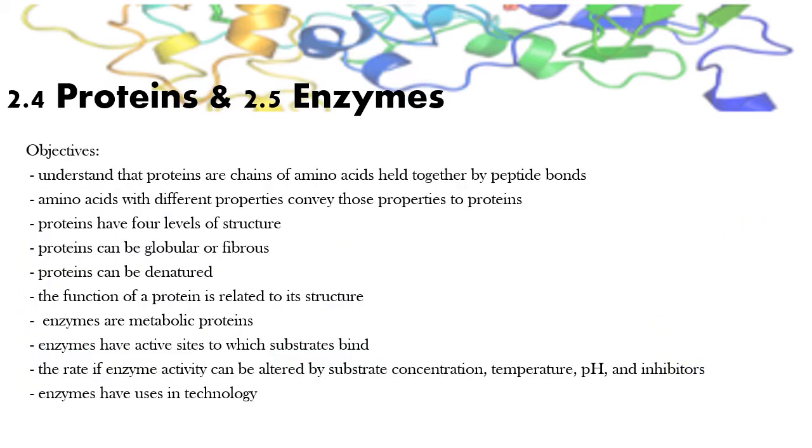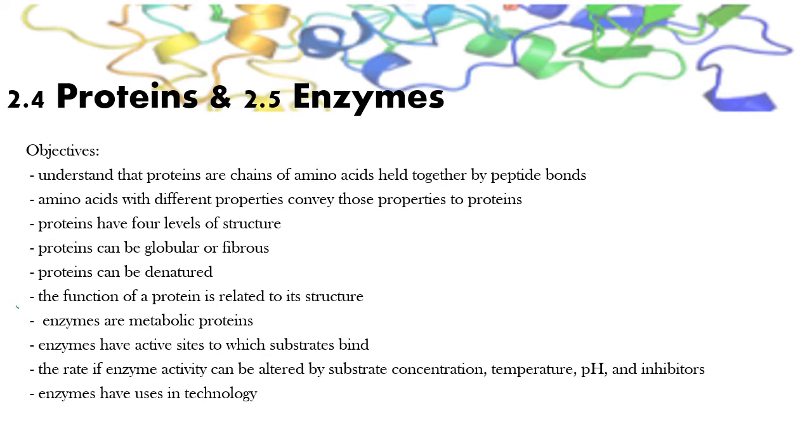Lots of objectives for today. We're going to understand that proteins are chains of amino acids held together by peptide bonds. That's an easy review from 9th grade bio. We're going to look at amino acids that have different properties and how those properties are conveyed to the proteins. We're going to talk about those 4 levels of protein structure: primary, secondary, tertiary, and quaternary. We're going to talk about how proteins can be globular or fibrous and how they can be denatured, and that the function of a protein is related to its structure.